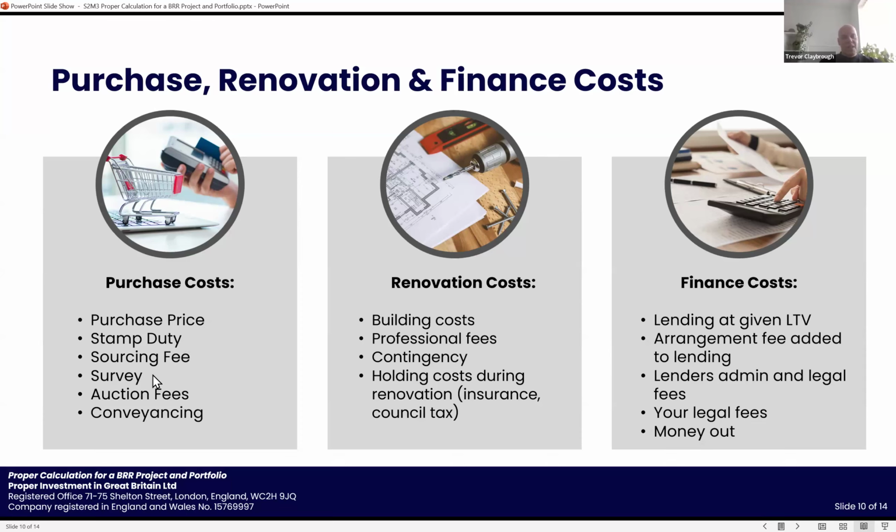We've got survey fees. Here in purchase costs, we're not talking about finance. That's if you're going to purchase something with cash. If you're going to be using lending, obviously, we need also to take into account all the finance costs. If we're buying in auction, we've got the auction fees. Auctions can be a really good way of buying properties below market value, as long as in auction you decide on the maximum price and you've done the calculations.